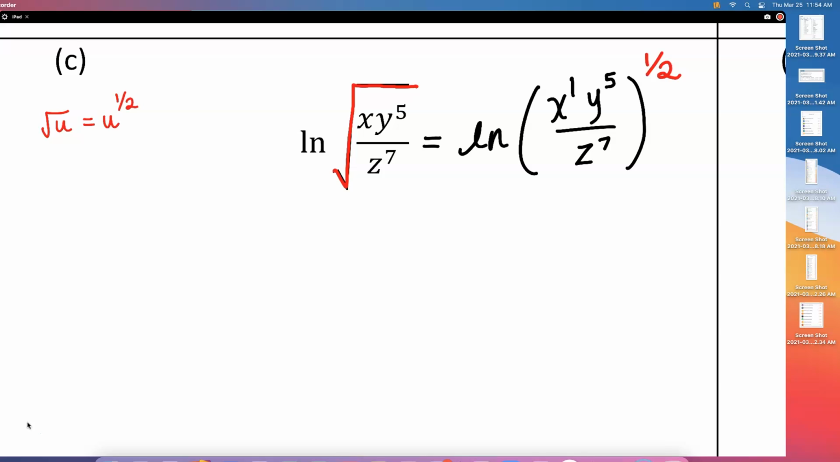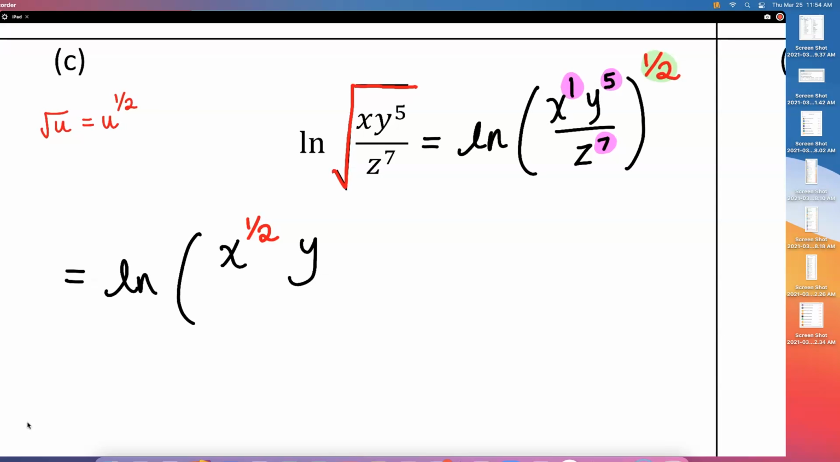Because the next step that I'm going to do is this. I'm going to multiply all these inside exponents, 1, 5, and 7, by that outside exponent of 1/2. Okay? So that is equal to natural log of X to the, if you multiply, now pay attention, 1 times half. Half of 1 is just half. So I'm going to go ahead and write down 1/2 for the power of X. And Y, if you multiply 5 times half, that's just going to be 5/2. So Y's new exponent is 5/2.